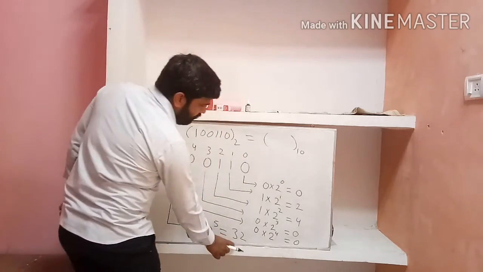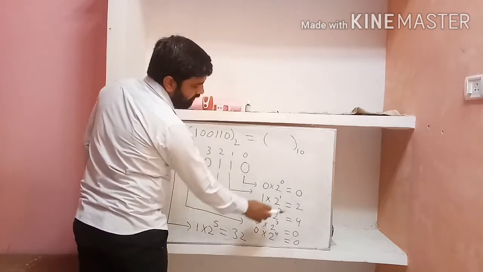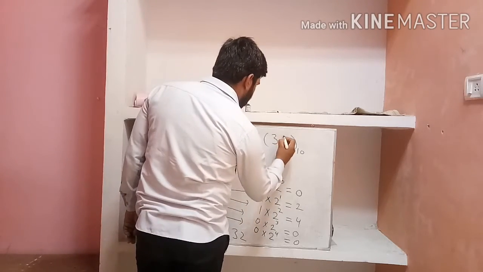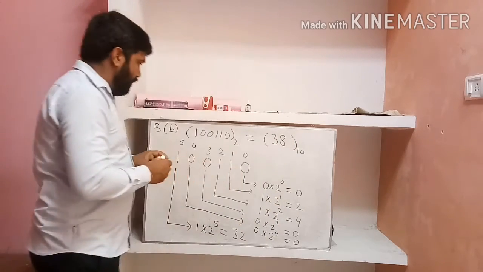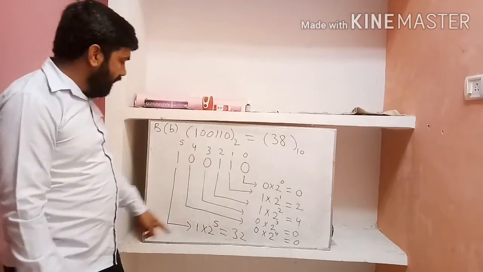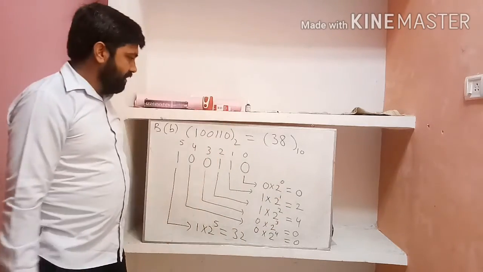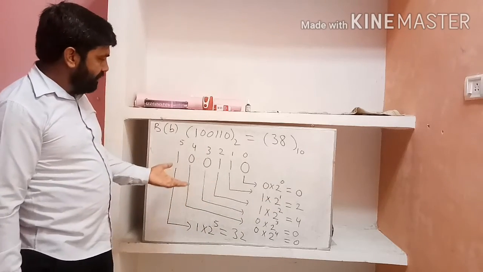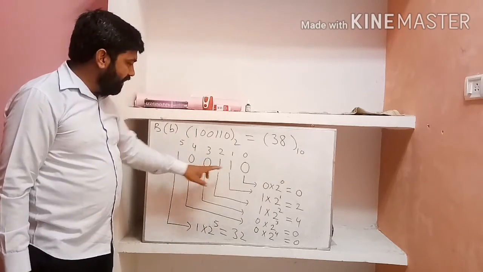See, 32 plus 4, 36. 36 plus 2, 38. So the decimal equivalent of this binary number is 38. Add all these products. What have we got? All bit 1 will give you the values.